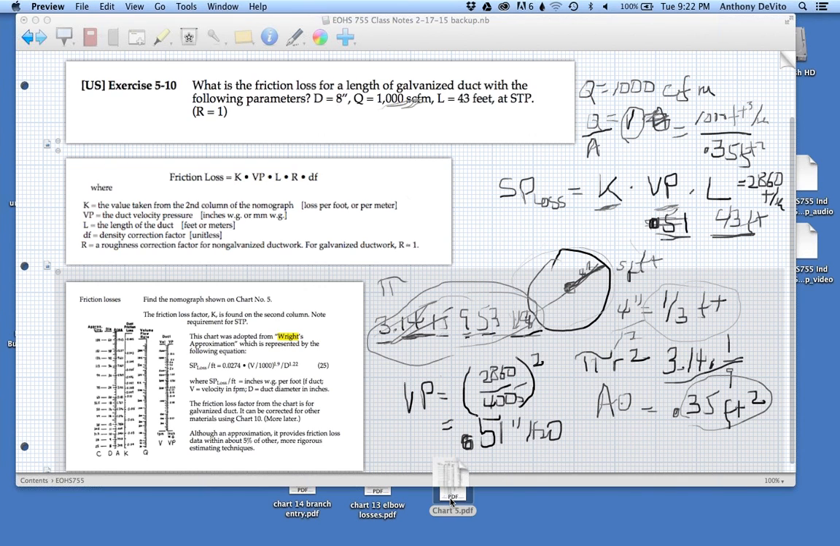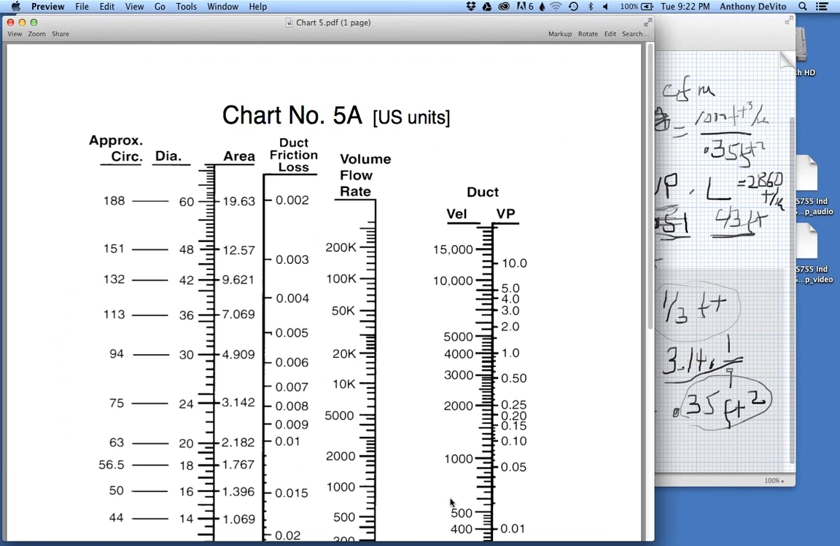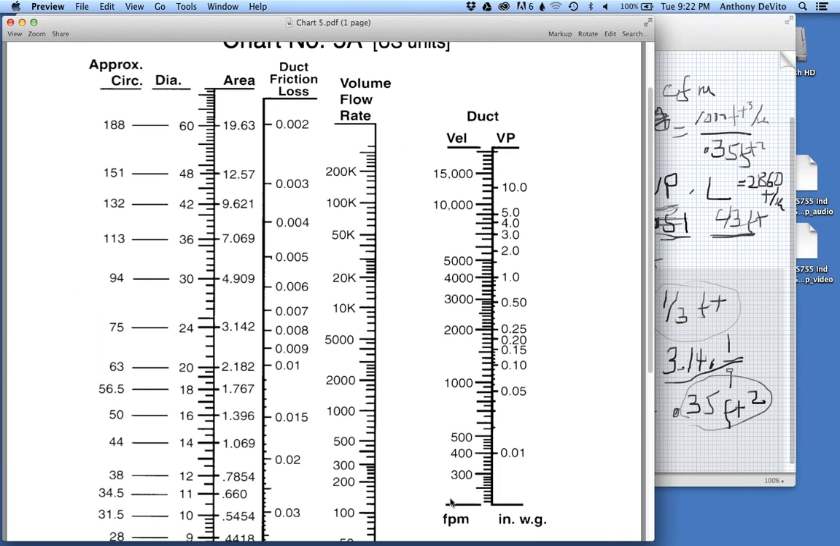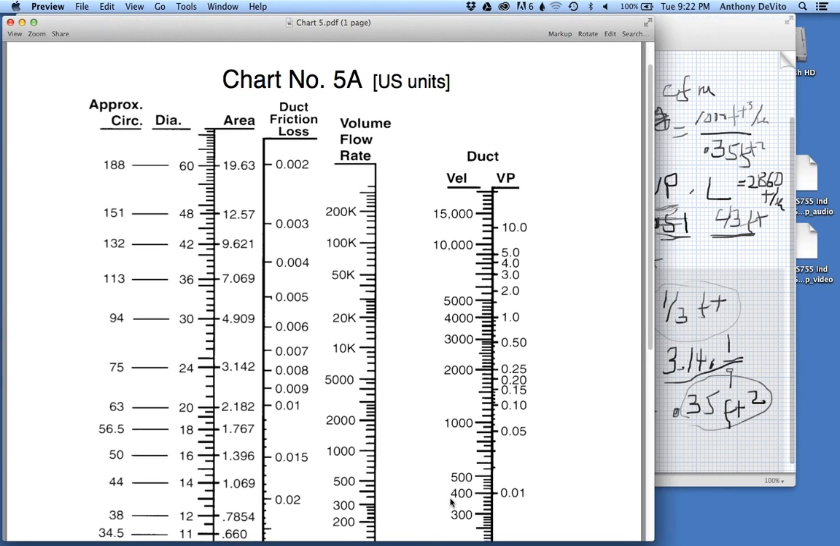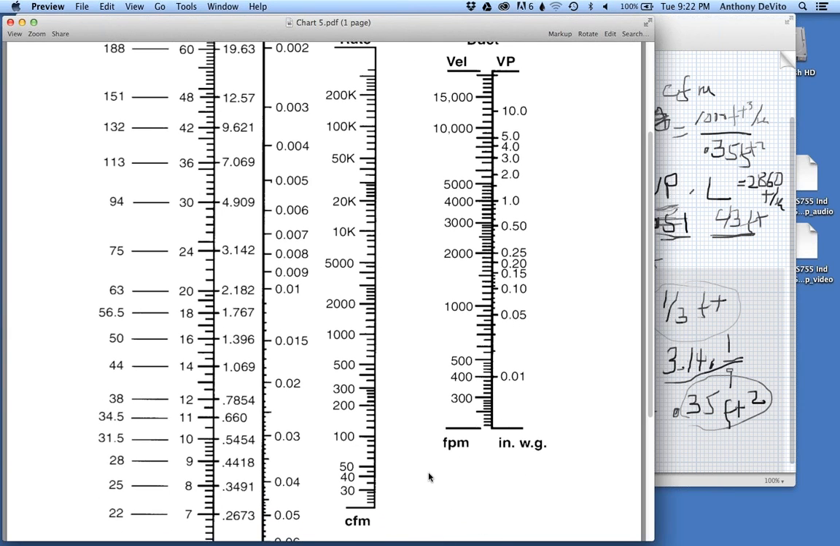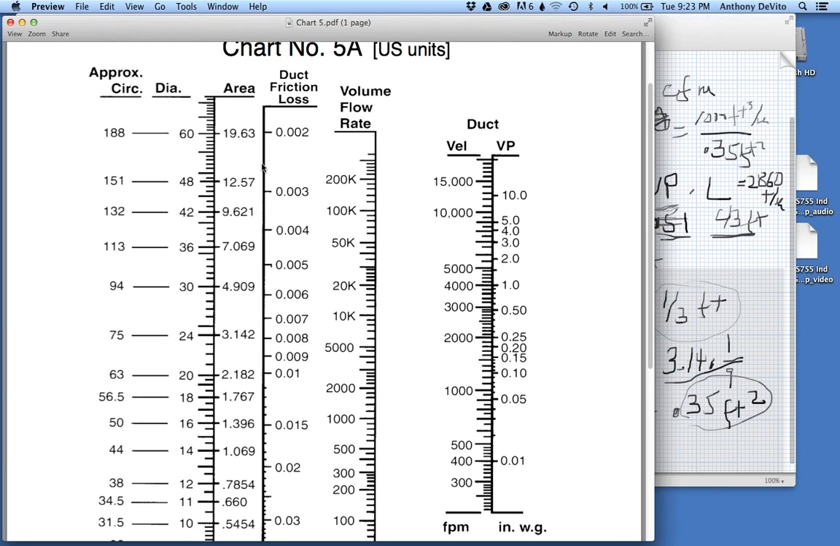No, that's branch entry. How about this one? Here we go. Okay, chart 5. Chart 5 is an interesting chart. We have what's called a nomograph. A nomograph is a series of scales that are either adjacent or separated, and that you can use to calculate various things. For instance, right here, even before I do anything else, we could calculate the cross-sectional area of a circular duct by knowing its diameter.